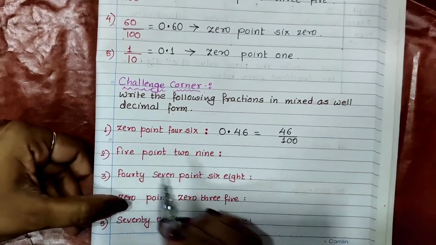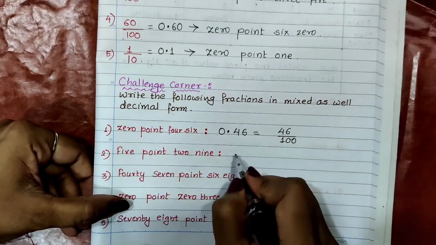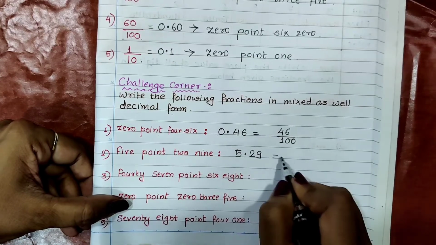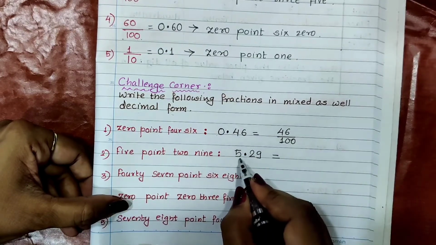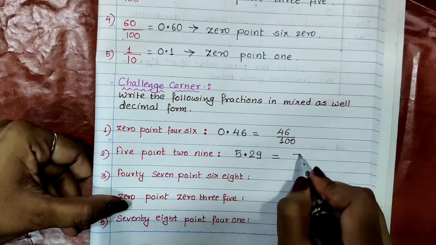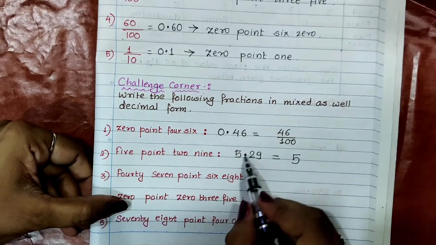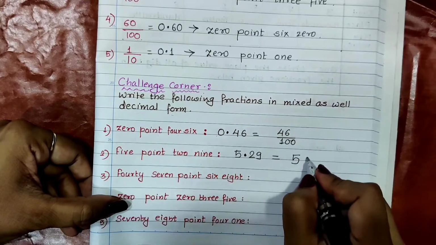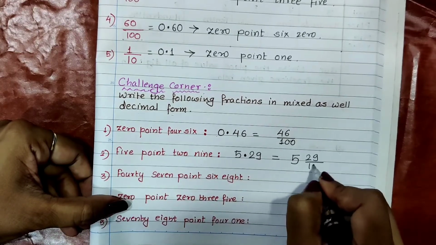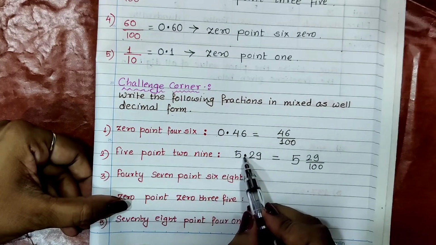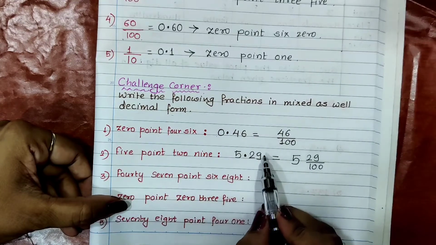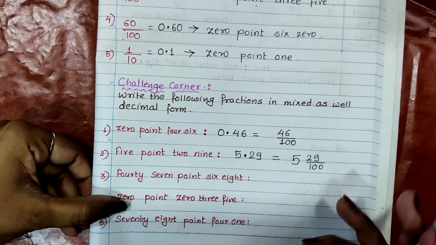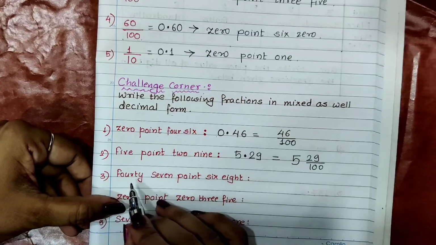Now, second one, 5.29. 5.29. How to write in the mixed fraction? On the left side of point 5 is there. So, 5 will be the integer. On the right side of point there are 2 digits. 2 digits means what? 29 upon 100. Always keep this in mind. On the right hand side, when 2 digits are there, write those 2 digits in the numerator, and denominator write down 100. Very easy.